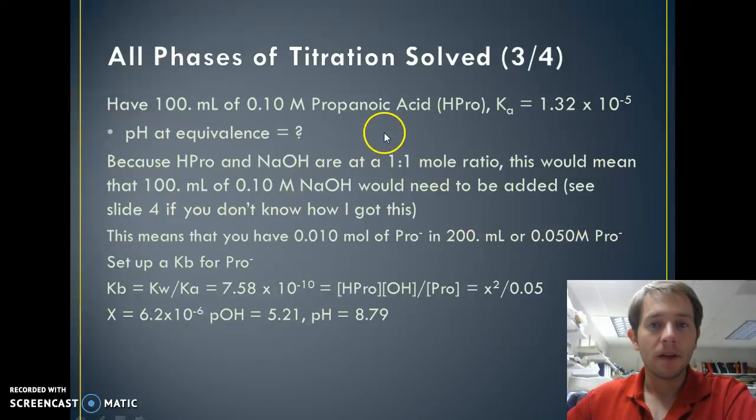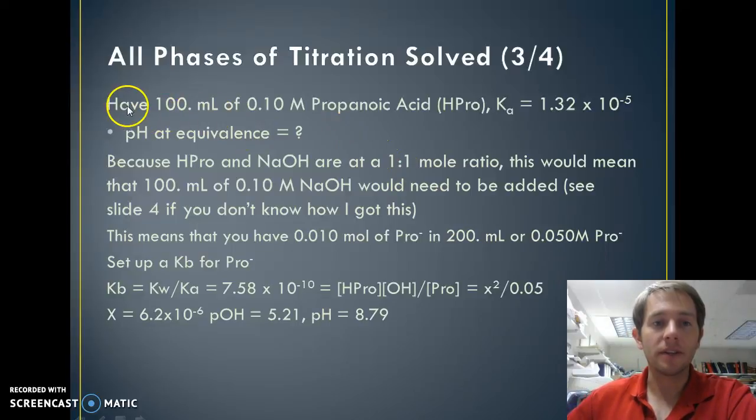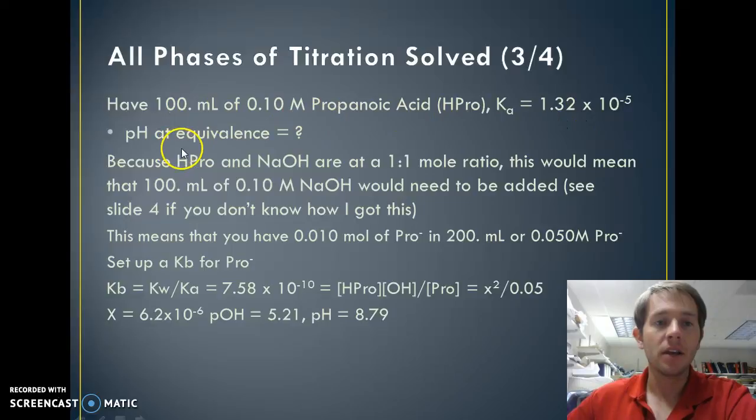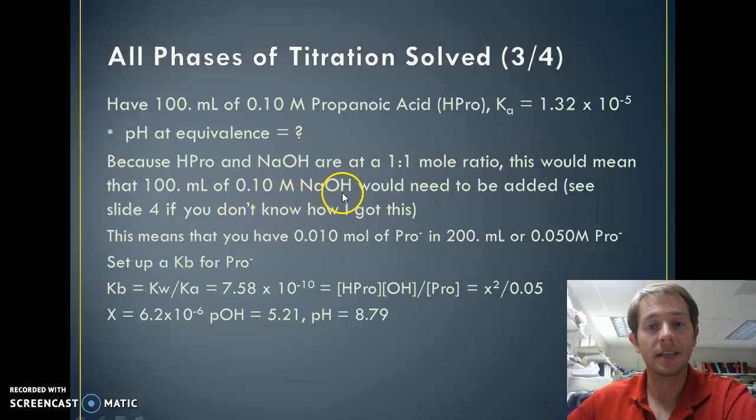All right, what happens if we're at equivalence? So if I have 100 milliliters of 0.1 molar propanoic acid and the Ka, what is the pH at equivalence? So if you look at it, propanoic acid has one acidic proton. Sodium hydroxide has one hydroxide to donate. So they're at a 1-to-1 molar ratio. So that means that I would have to add 100 milliliters of 0.1 molar sodium hydroxide to get to equivalence.